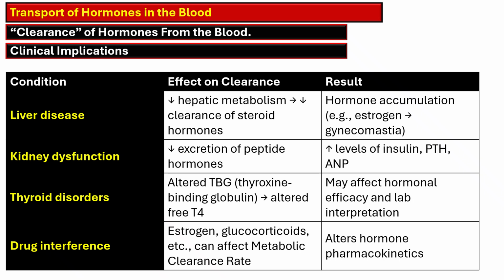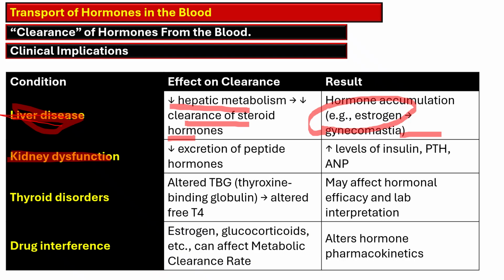But in certain conditions, there is a problem, such as in liver disease. In liver disease there is decreased hepatic metabolism, so there is decreased clearance of the steroid hormone, and the hormone accumulates within the body. For example, estrogen accumulates and results in gynecomastia.